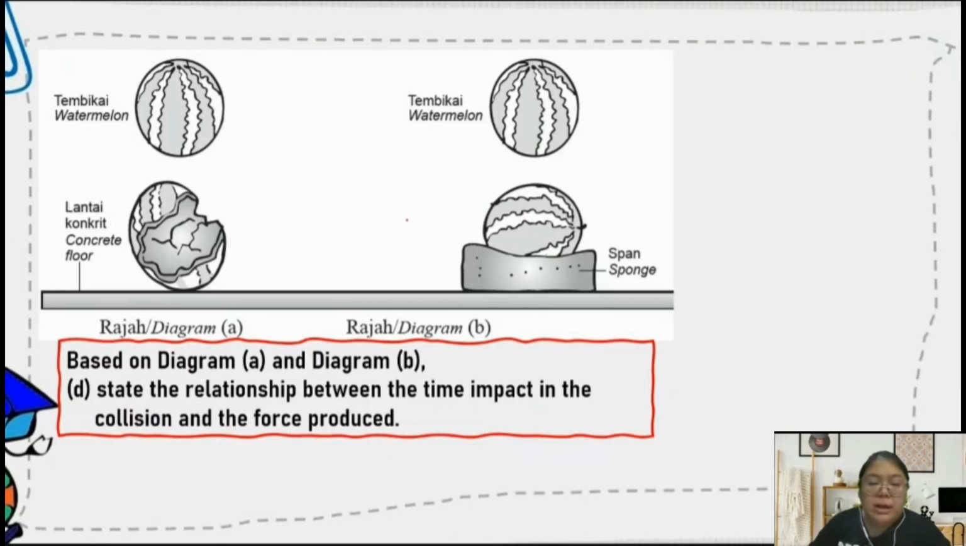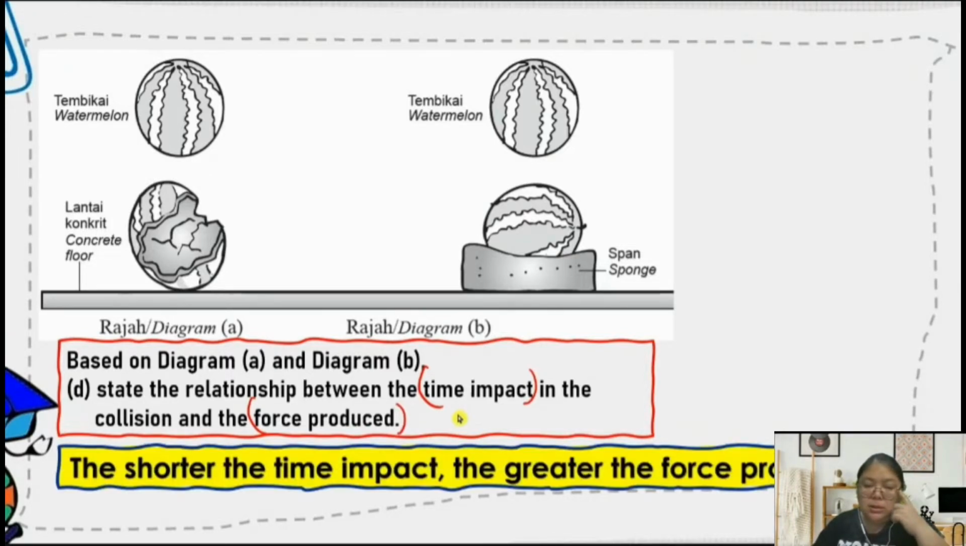State the relationship between time impact in the collision and the force produced. Normally we mention time first because time affects the force. So from here we just mention: when the time impact increases, the force produced reduces. Or you can mention time impact is inversely proportional to the force. So from here we just answer: the shorter the time impact, the greater the force produced.